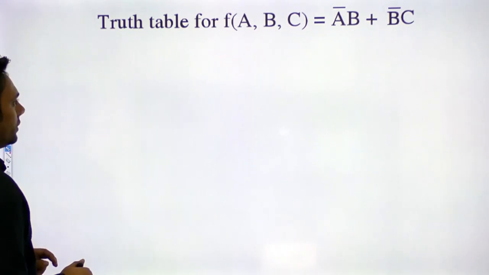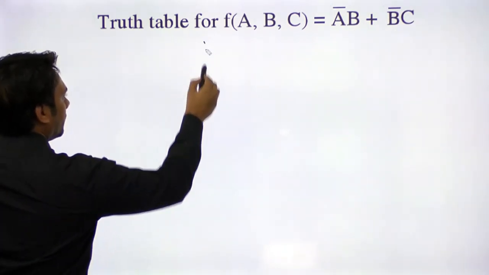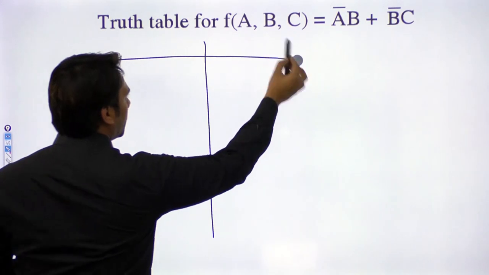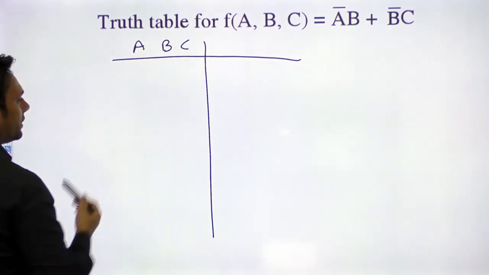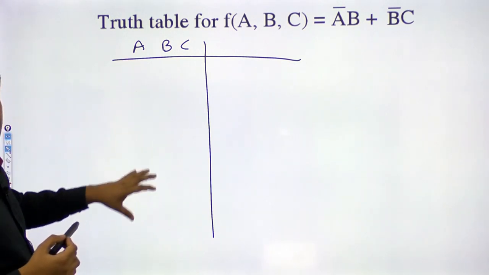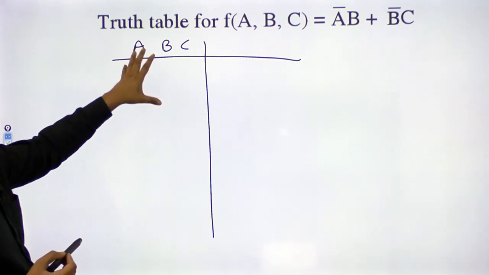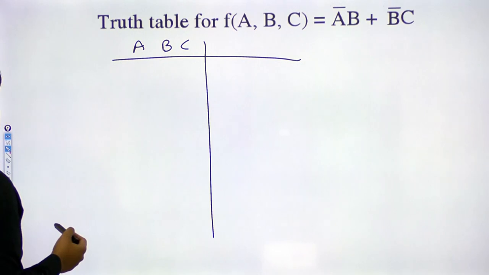Let me show you this. So here in this case, we have three variables. The variables are A, B and C. I'm going to write A, B and C here. And because all of these A, B, C, right? So these are three variables. So how many combinations are possible here? Total 8 combinations are possible.